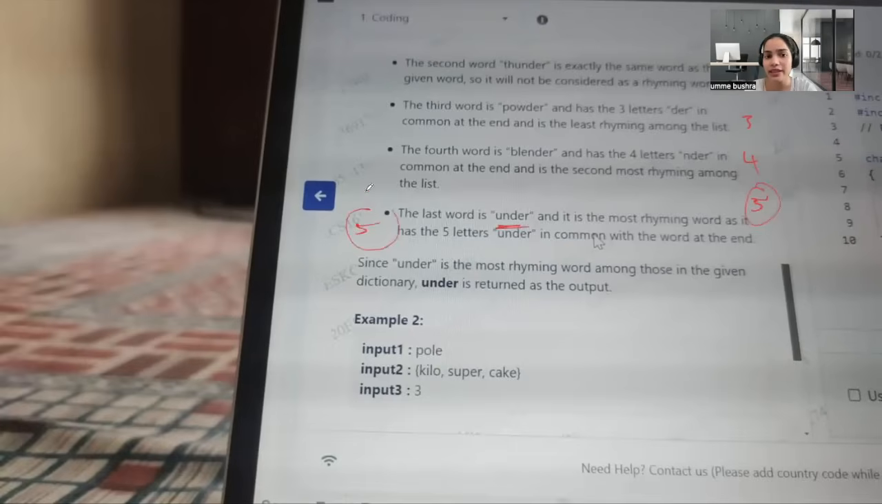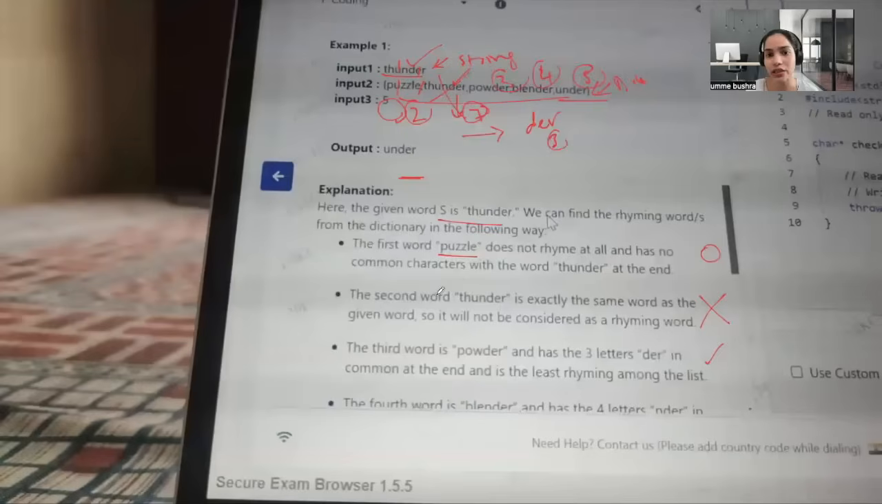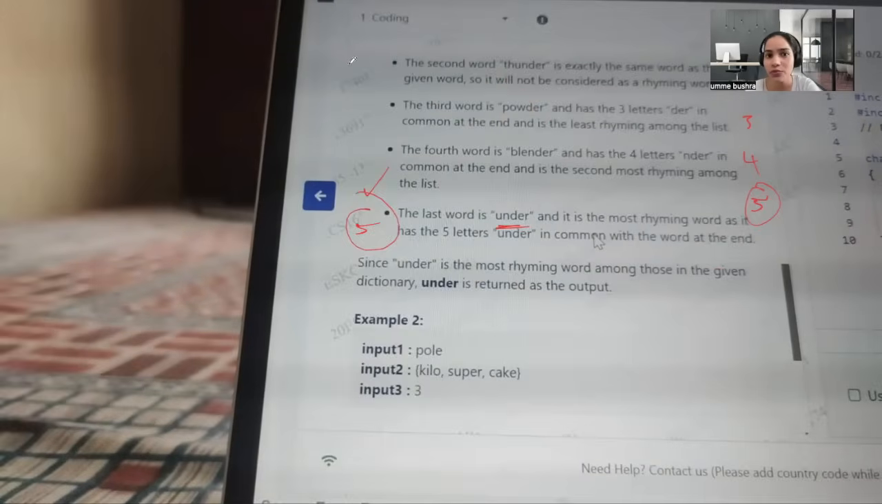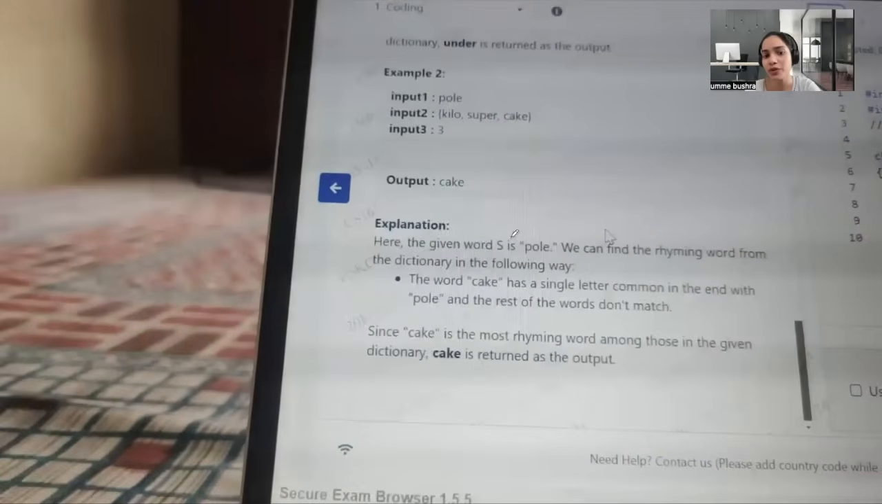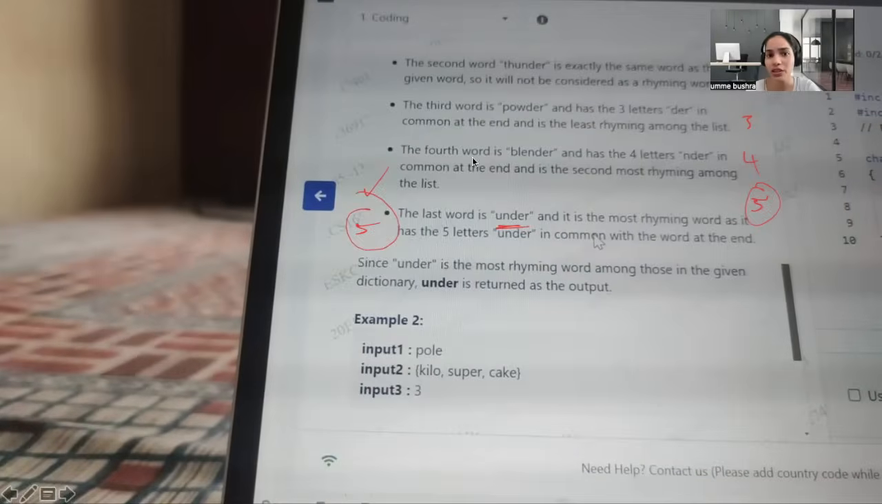5 is greater than any other number that we have seen here. Exact match should have to be eliminated. Second, for the last few letters that we're looking at in the word, only they should match. And now out of all of them, whatever the greatest number is, you are going to return that. I hope you're clear with that. Puzzle does not match at all. So we are talking about the last few letters, and we are not going to return that.